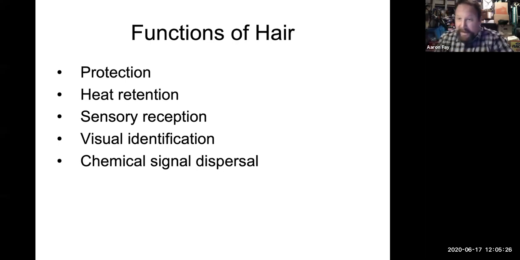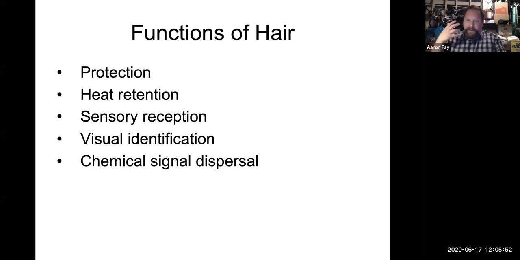Yeah, you can, because there's another sensory receptor called a root hair plexus. We'll talk about that later, but you have a bunch of nerve endings around each of your hair follicles, and it's very, very sensitive. If you touch a single hair on your arm, you can feel it. Visual identification, right? Not to get too far into this, but human beings are very, very visual animals.